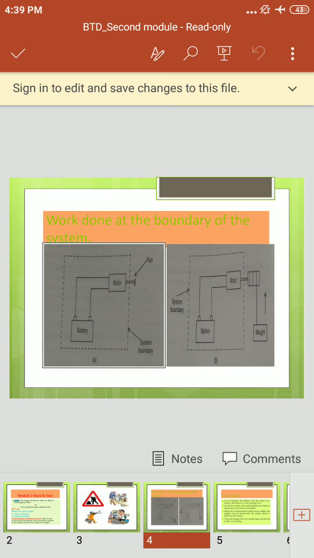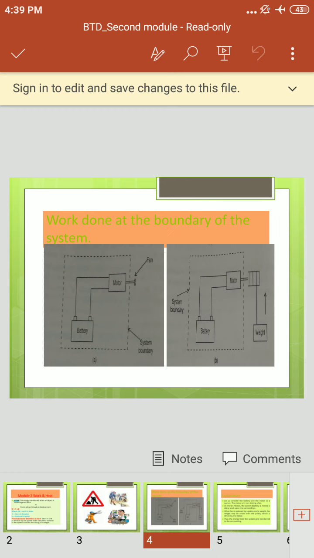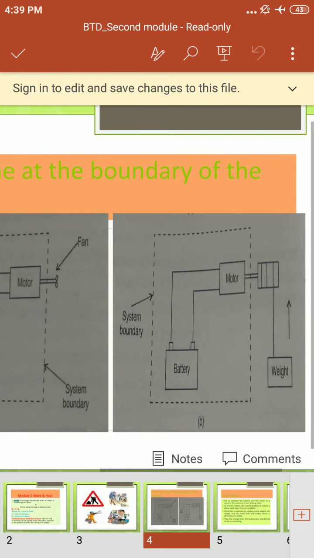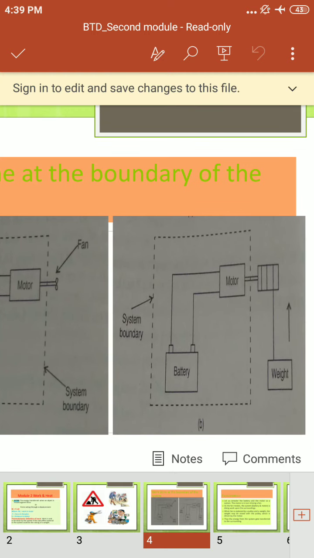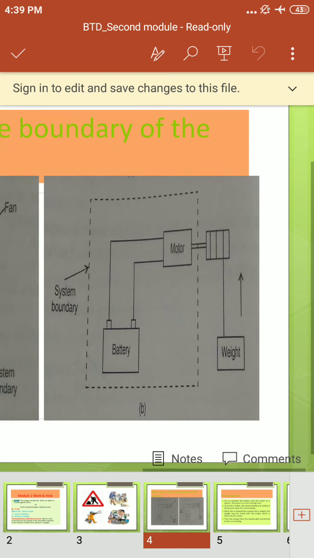It's the definition. Work is said to be done by the system if the sole effect external to the system could be the raising of a weight. Here, this system is the battery and motor. This can raise the weight. This is the meaning. Okay, this is in general.